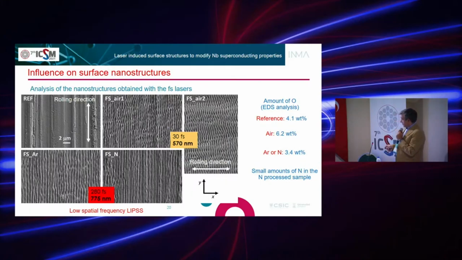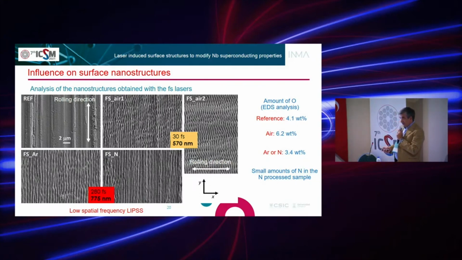It's important to see that the level of oxidation in these samples is very low, even if we have made the treatment in air. Okay, so the reference sample had approximately 4% oxygen on the surface. In air, we increased to 6.2. When we work in argon and nitrogen, we even decrease a little.